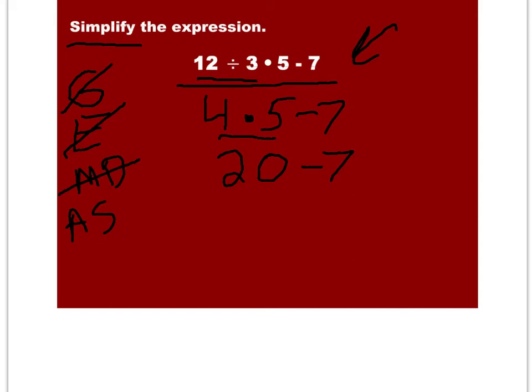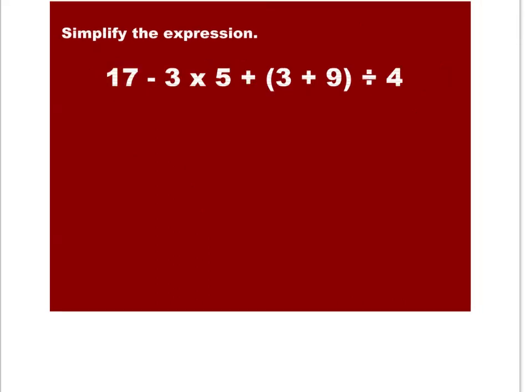So I look. 20 minus 7 is 13. And then what I'm going to do is circle that. That's my final answer. And again, it made a nice funnel shape. So you'll hear me talk about that, and I would like your work to appear this way.